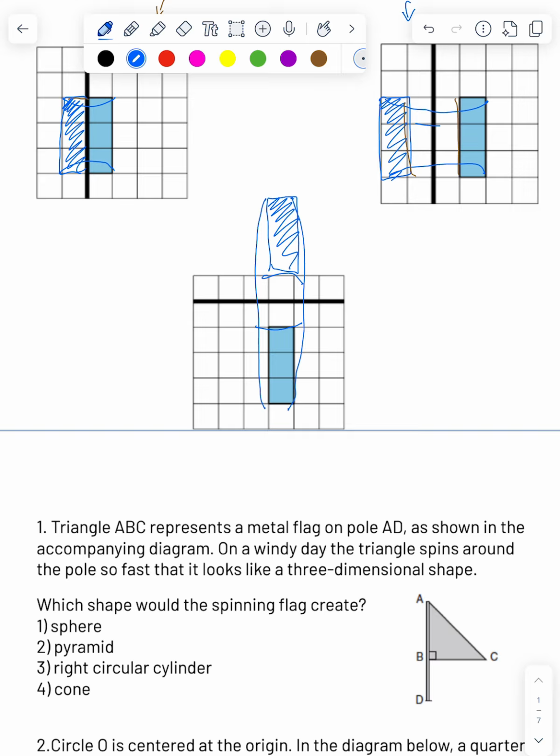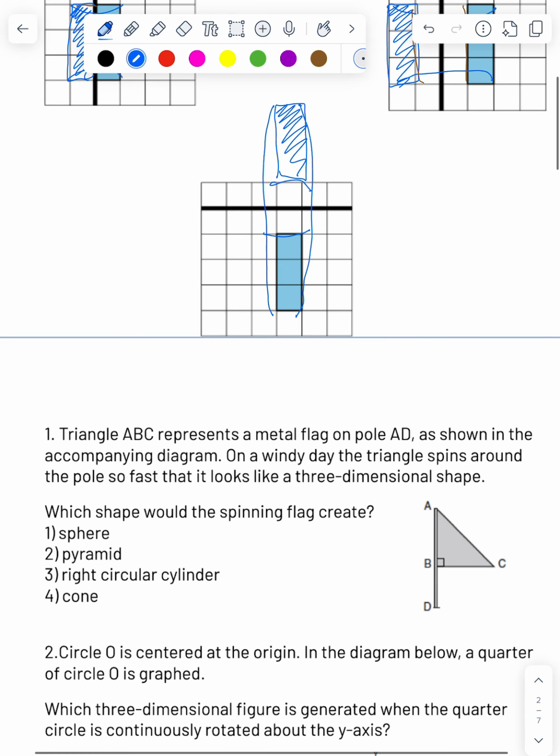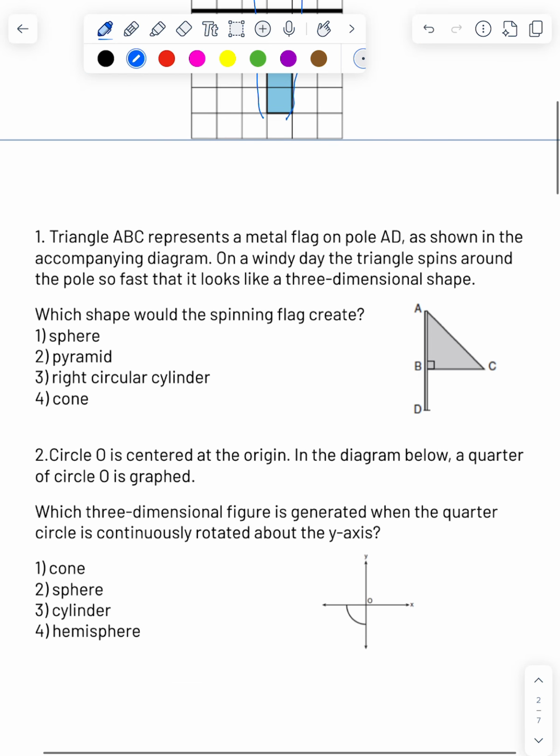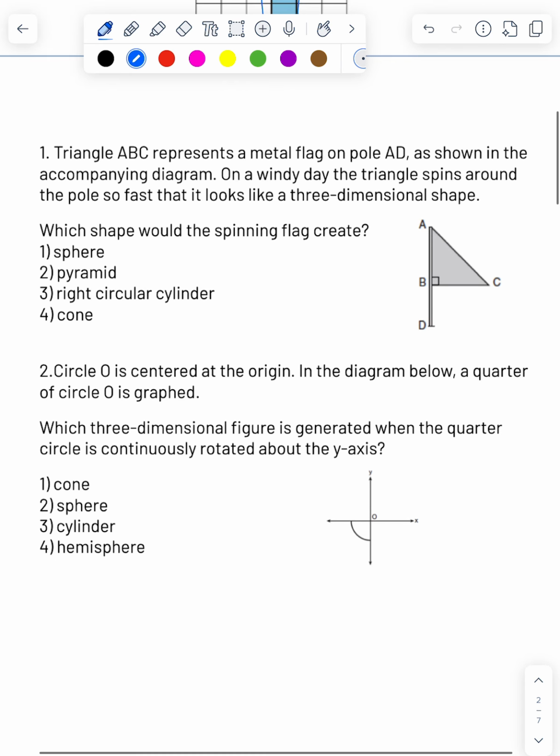But notice how the cylinder is laying on its side because of how we were spinning it around a horizontal axis of rotation. So it's a good idea to draw out, even if you're a bad artist like me, the result so that way you can see the orientation of the resulting solid, and that's going to help you answer questions. For these questions, you should pause the video, read the question, and then unpause to see the answer.